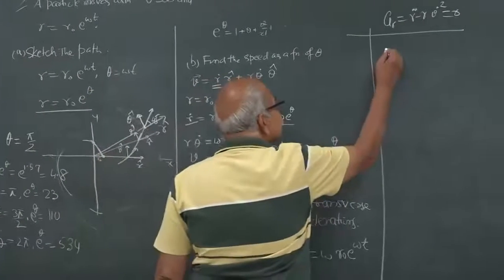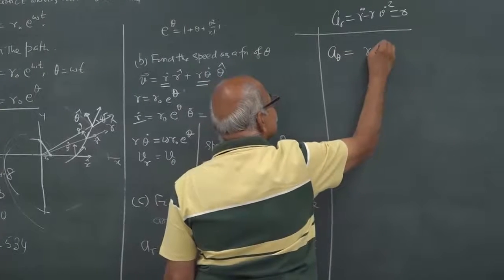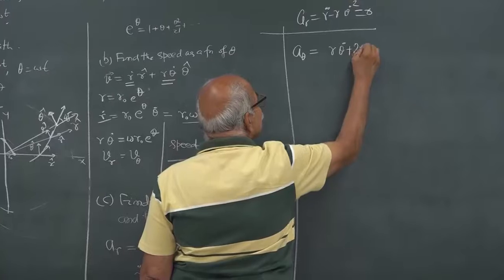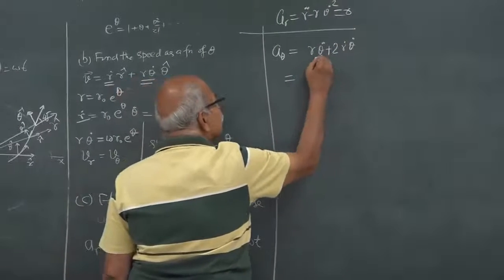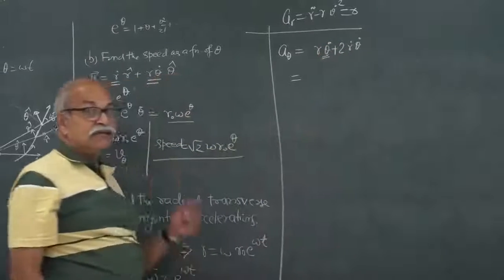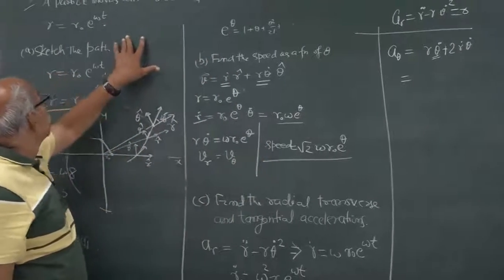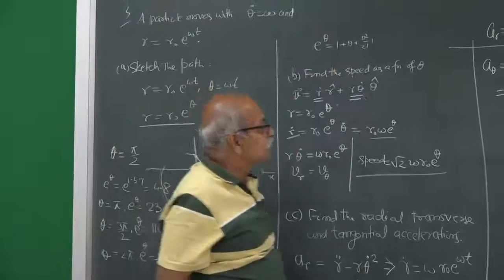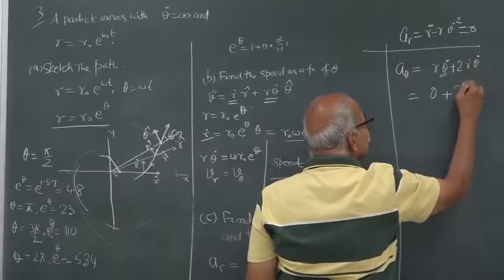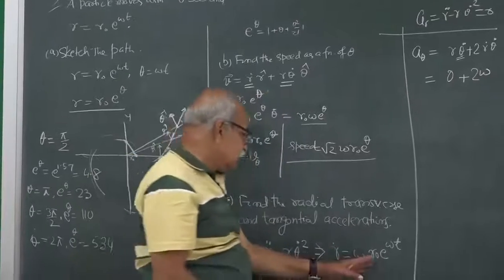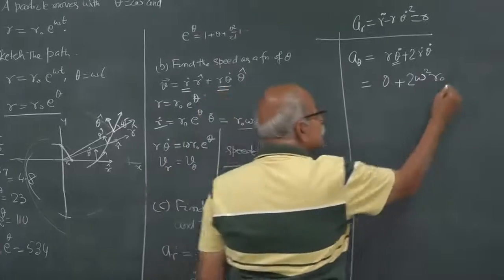Transverse acceleration, that means acceleration in theta direction, is r theta double dot plus 2 r dot theta dot. So, go in the same fashion: theta dot is d theta dt and that is fixed, that is omega. So, theta double dot is 0. 2 times r dot and theta dot, where theta dot is omega and r dot is omega r naught e power omega t. So, omega here, r naught here and e power omega t.